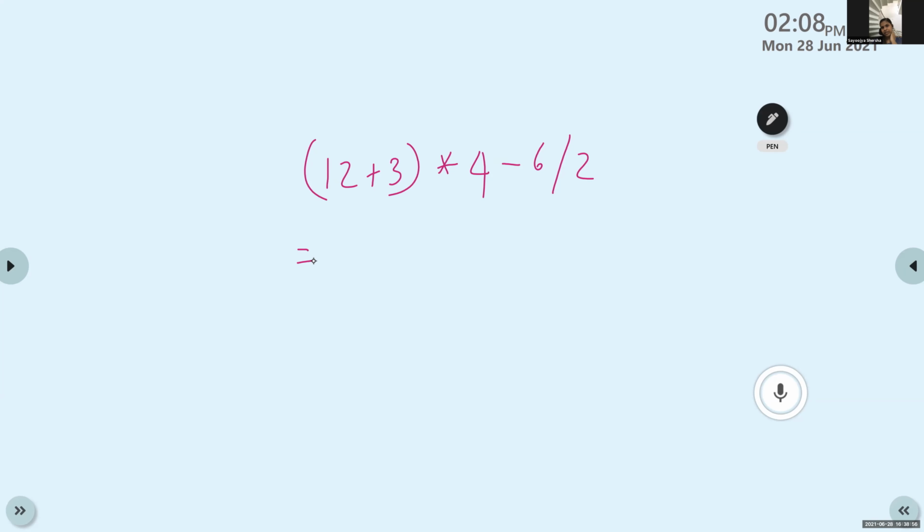12 plus 3 within bracket into 4 minus 6 by 2. First, 12 plus 3 is calculated first. So the result is 15. So 15 into 4 minus 6 by 2. Here, two operators with same precedence, into and by, multiplication and division, have same precedence. Then what will happen, Alan Shibu? Switch on the video.